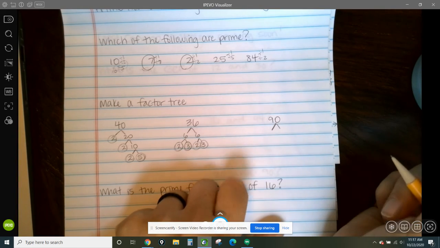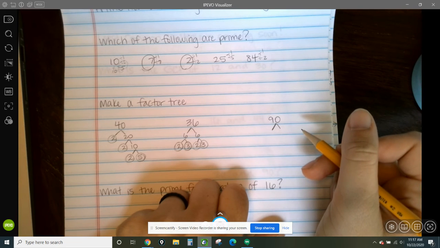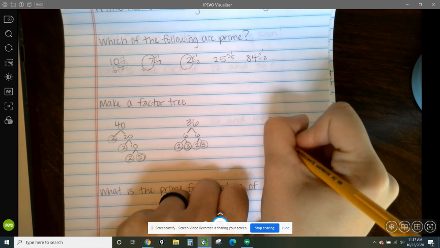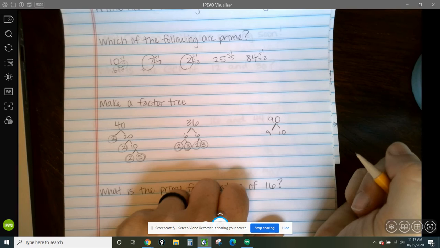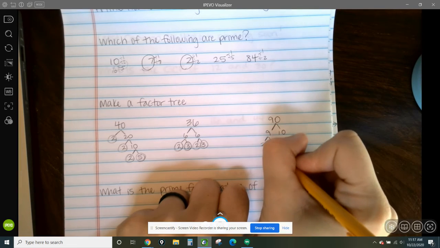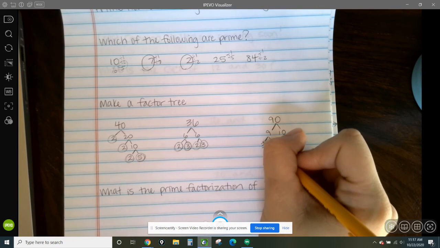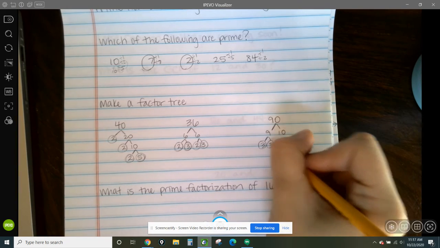90. What do we know about 90? You can start this off lots of ways. Again, there's not one correct way to do this. I know 90 is 9 times 10. How about 9? 9 is 3 times 3. And we just said that 3 is a prime number. So that's the end of the road for those two.